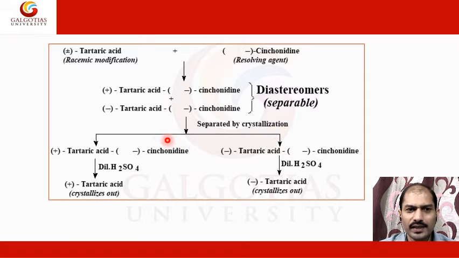Now you can see here tartaric acid, with cinchonidine, and minus tartaric acid. These can be segregated: plus tartaric acid in crystallized form, and minus tartaric acid also with different chemicals, like dilute sulfuric acid being used here. At the end of the whole segregation process, you will be able to separate out all the relevant isomers from the racemic mixture.